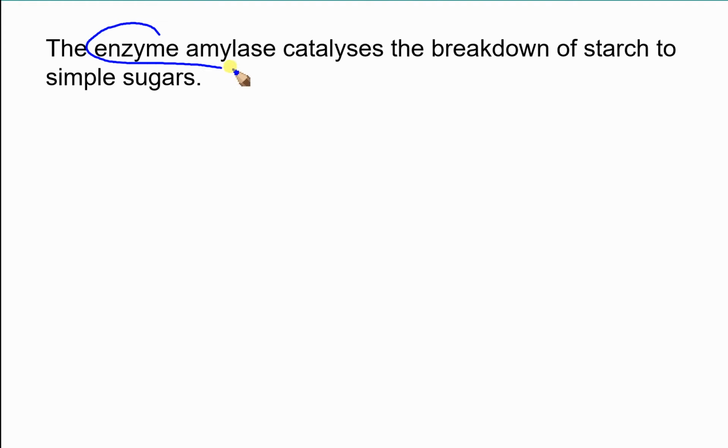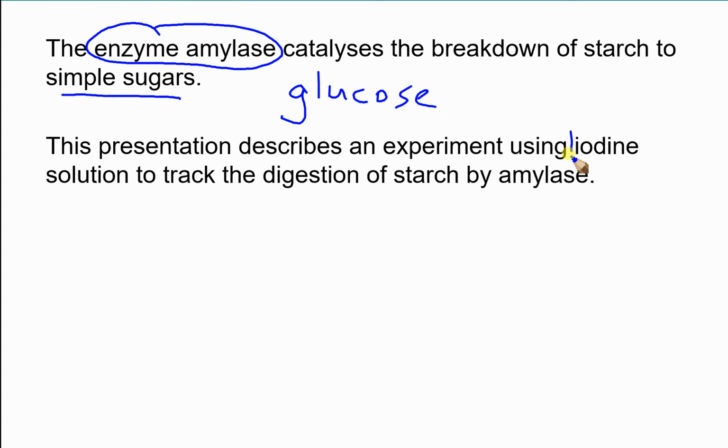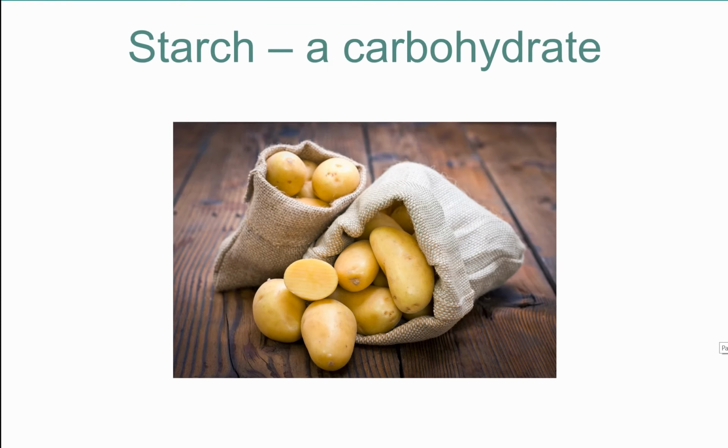Basically, the enzyme amylase catalyzes the breakdown of starch into simple sugars, because starch is made up of glucose units. So when amylase acts on starch, it converts it into glucose units. This presentation describes an experiment using iodine solution to track the digestion of starch by amylase over a period of time. So it's a time-based experiment.